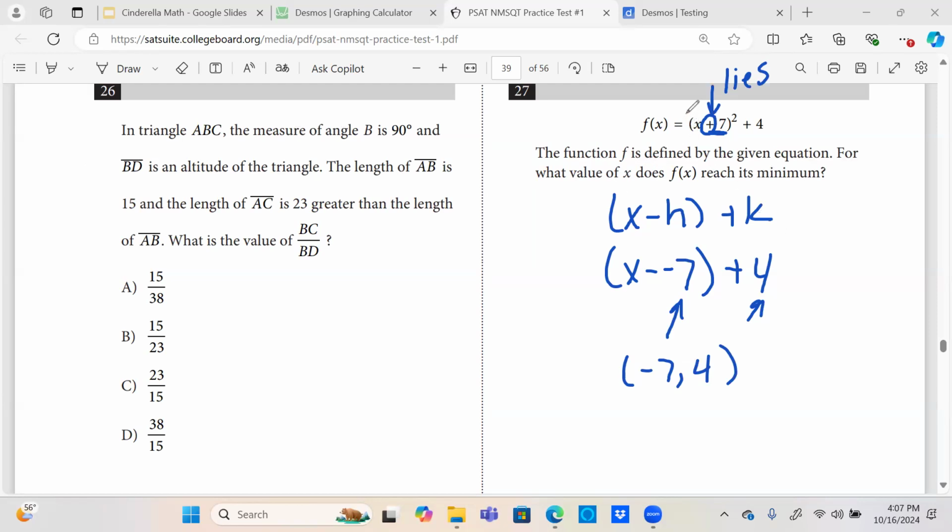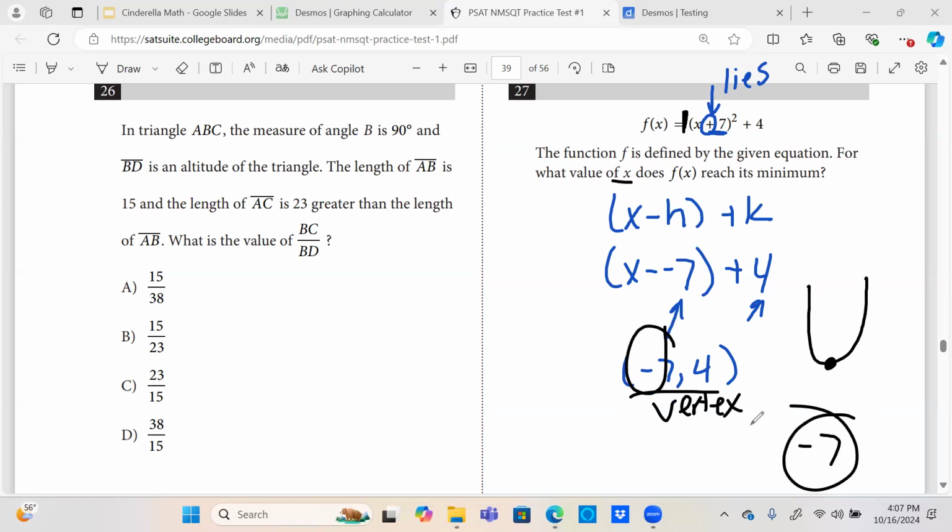So where does it reach its minimum? Okay, so this has an A value of 1. Since that's positive, it's going to be a happy parabola, and its minimum will be at its vertex. And they're asking what value of x. So -7. And that's what you would type in. That's correct.